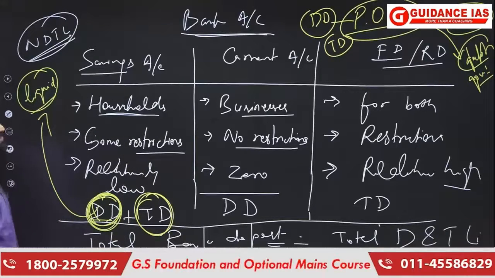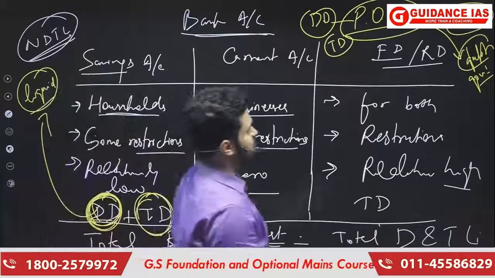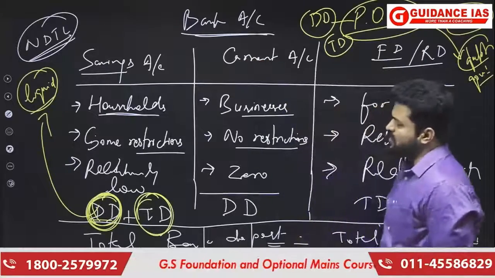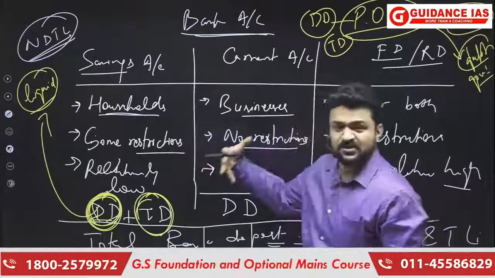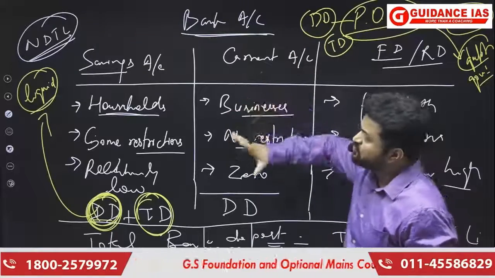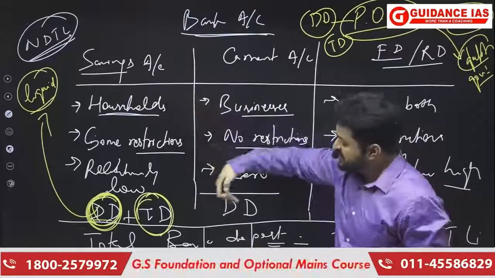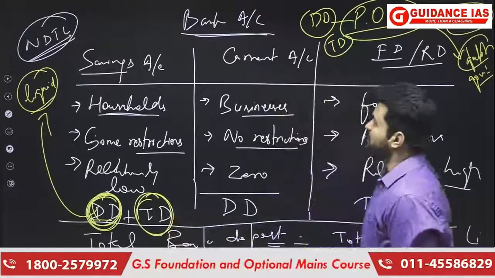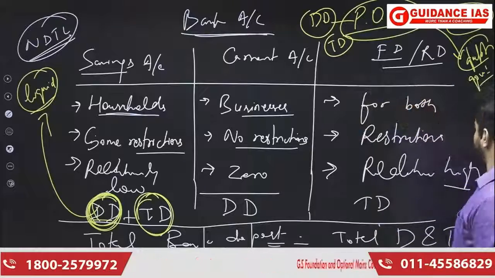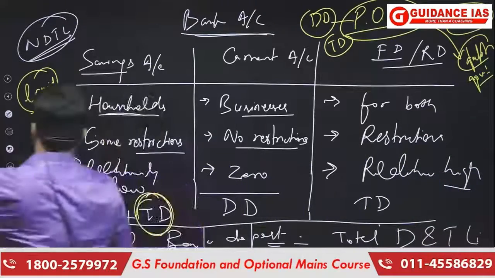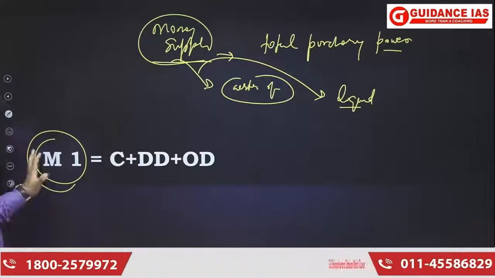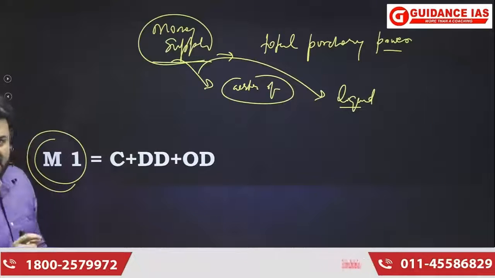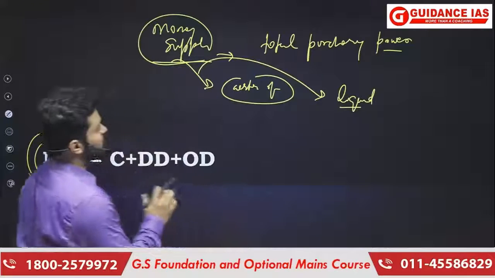Okay, so you just saw different kinds of accounts. You also understood the concept of net demand and time liabilities. You also understood how there can be different components of money supply that become part of money supply but may differ in terms of liquidity. So DD is going to be more liquid than TD. Now, because you understand all the components, we can move on to the concept of monetary aggregates. And here you have M1 equals C plus DD plus OD. There are 4 monetary aggregates, M1, M2, M3 and M4, and we are going to cover them one by one.